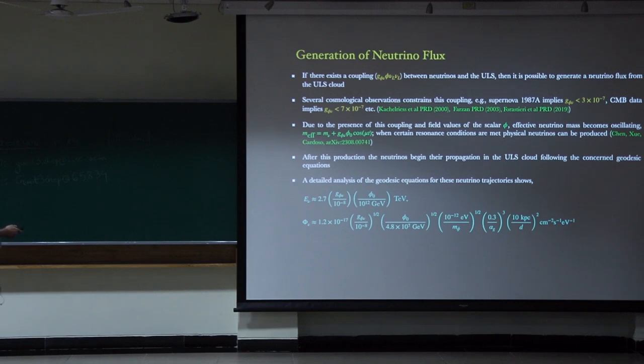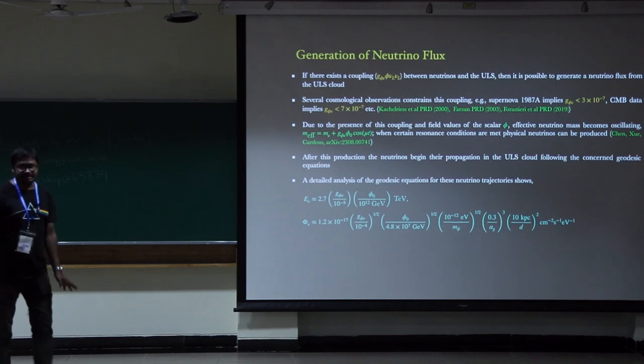But before that, remember that this kind of coupling is already constrained from supernova considerations and CMB data and things like that. So in our study, we always want to remain within those bounds. So let's say we will be taking this coupling to be of the order of 10 to the minus 8 or even less.